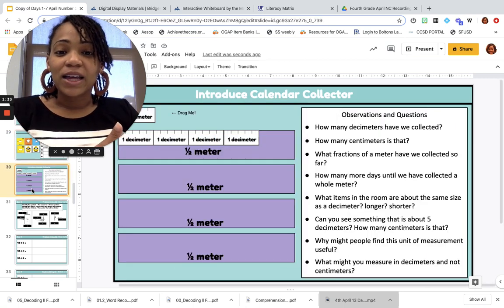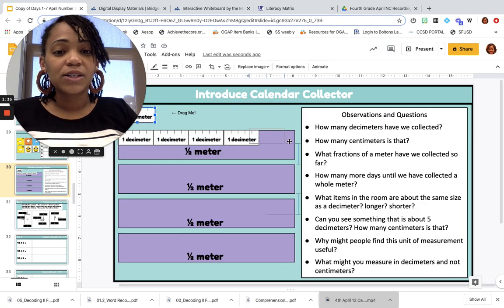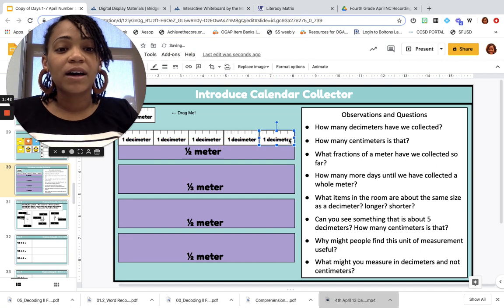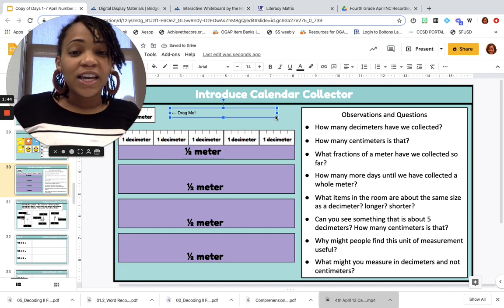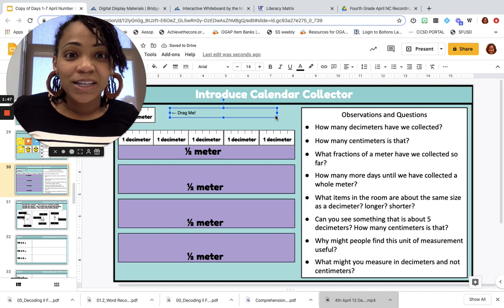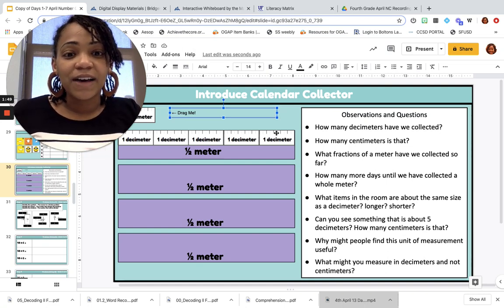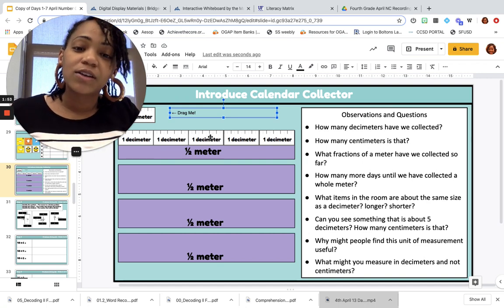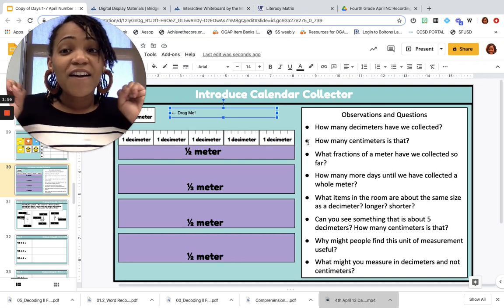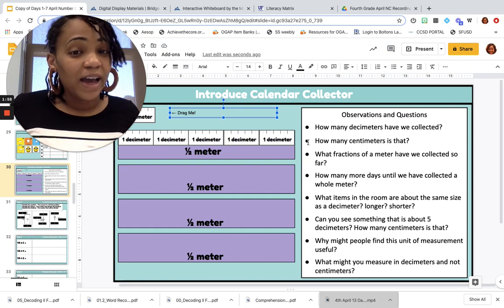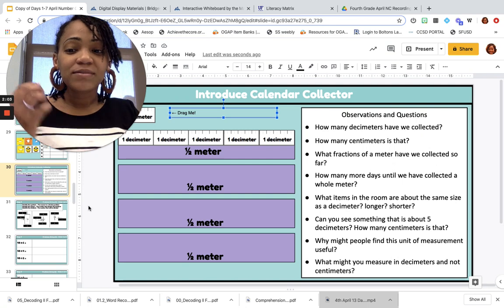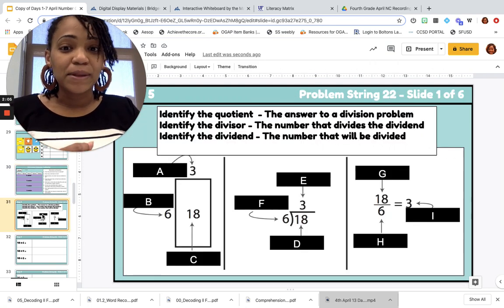Now, I want to update our calendar collector. So here's our 5th day. Oh my gosh. We have now completed 1/2 of a meter. And a meter is 100 centimeters. So look, we have 5 decimeters. And in a decimeter, there are 10 centimeters. So this will be 10, 20, 30, 40, 50. So far, we've collected 50 centimeters, which is 1/2 of a meter. But we'll talk about that some more another day. Now to our problem string.